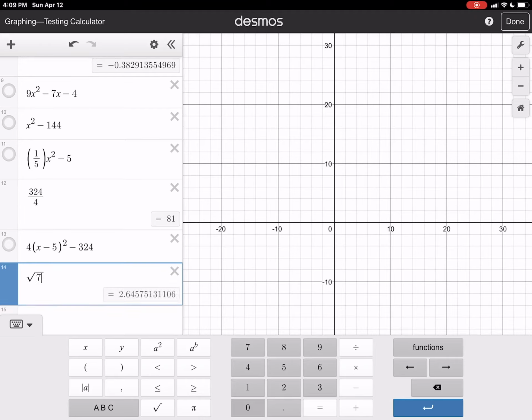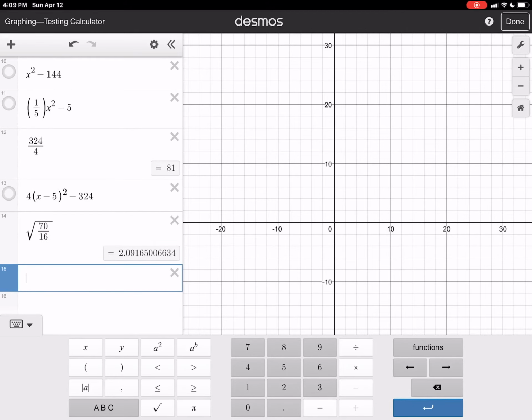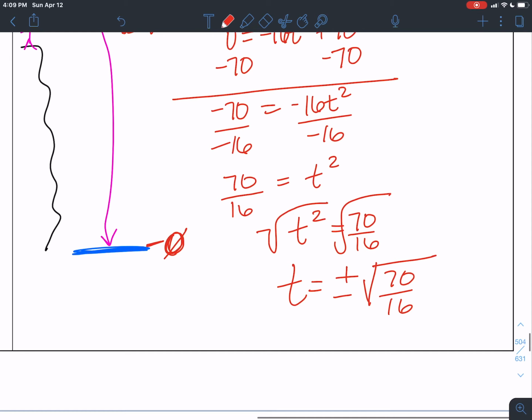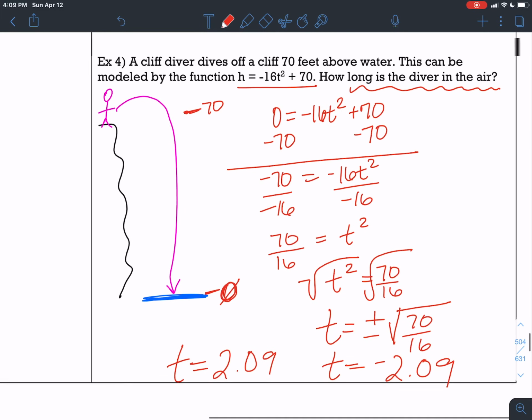Square root of 70 over 16. 2.09. So I have positive 2.09 or negative 2.09. Well, let me refer back to the question. How long is the diver in the air? That's a measurement of time. I have never, ever seen a circumstance where you can measure time in negatives. We can't travel back in time. So only one of these answers makes sense, the positive one.